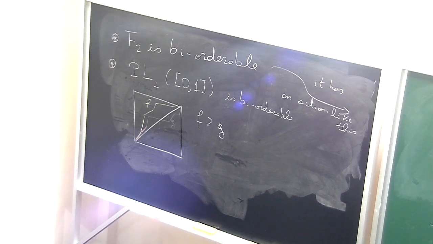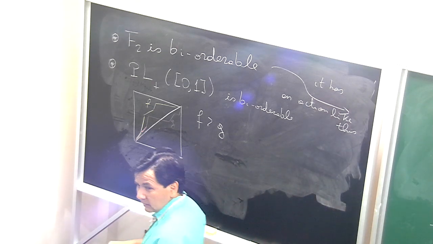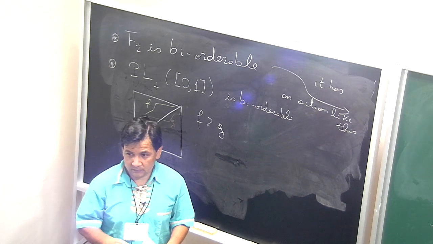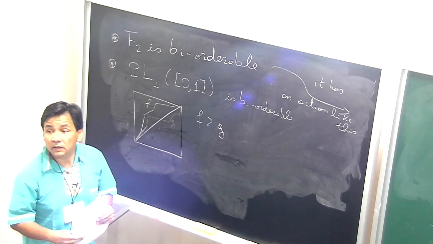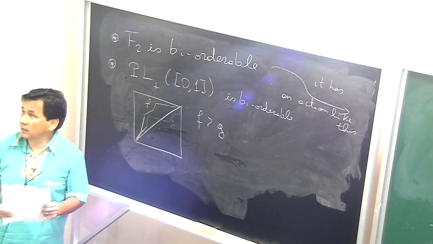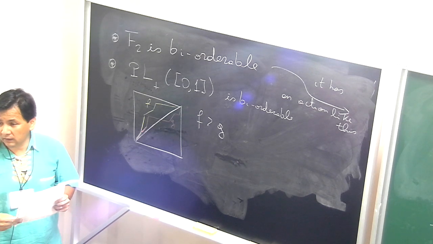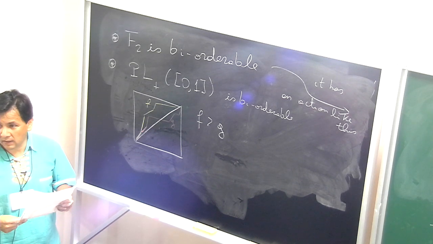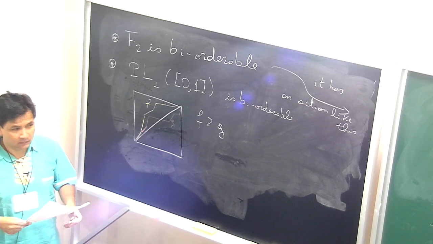Yes? So you're saying f greater than g, you're defining by the first place f and g differ, you take whichever is above the other one? Yes, yes, yes. So with that statement that F2 is biorderable, are you saying that that is implied by the fact that you have an action like this on the real line, or are you talking about the reverse?